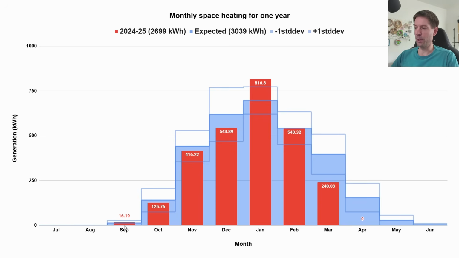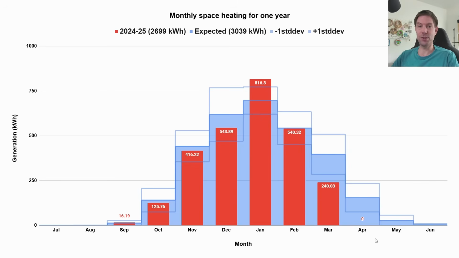So you can see that generally speaking, September, October, November, December were all roughly where we would expect, a little bit lower than a typical year, but well within the plus and minus one standard deviation. You can see that January was unusually cold, which means that it was above the plus one standard deviation line there. February was bang on. March was particularly mild, and you can see that it was below the minus one standard deviation line there.